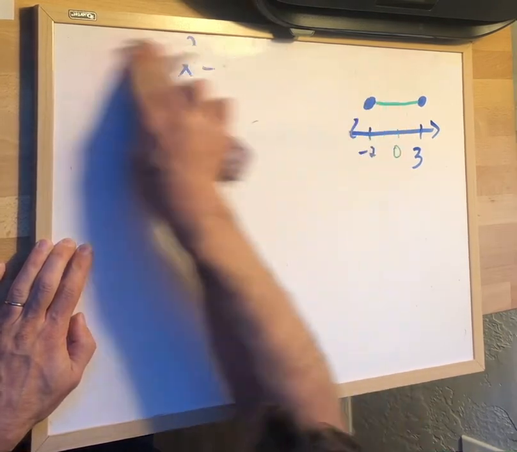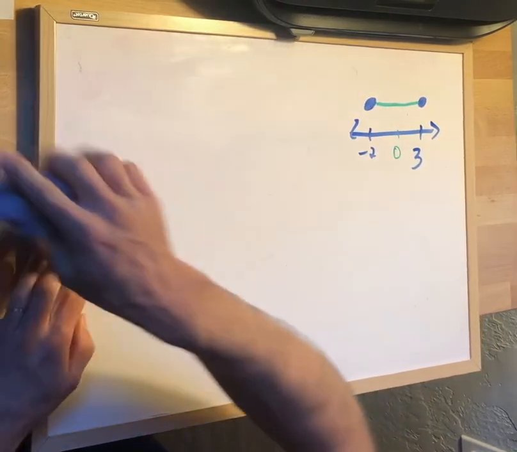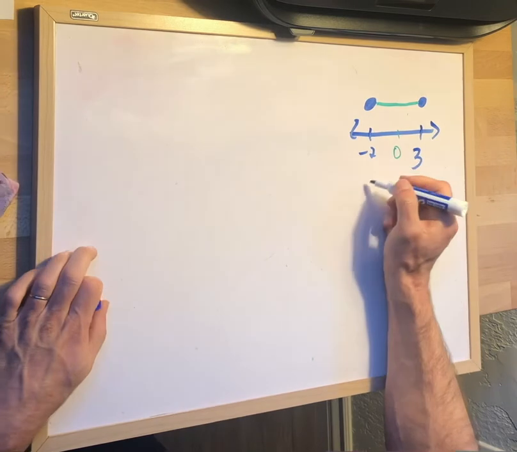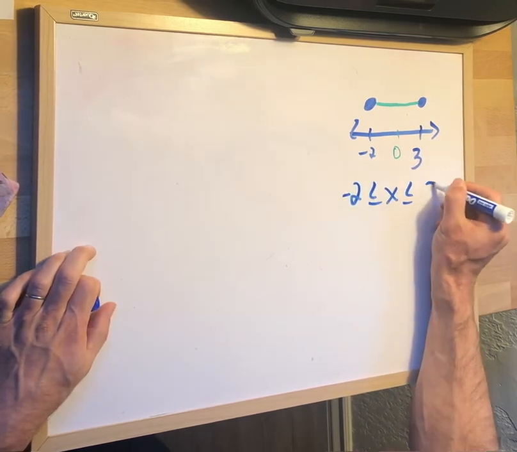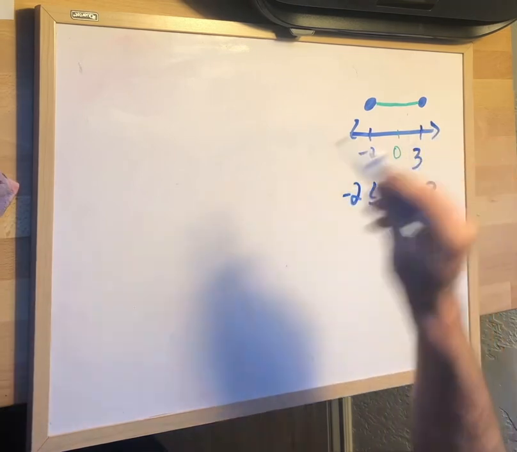All right. So here's the graph. The solution set would be x is in between -2 and +3.